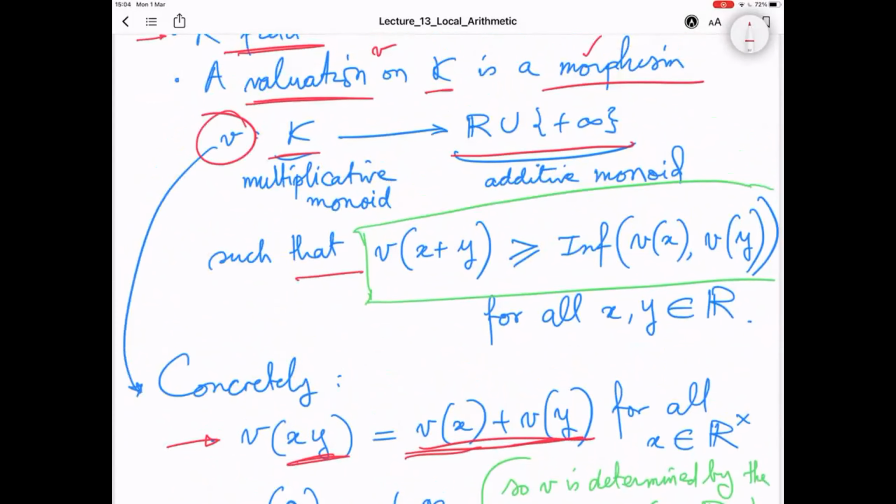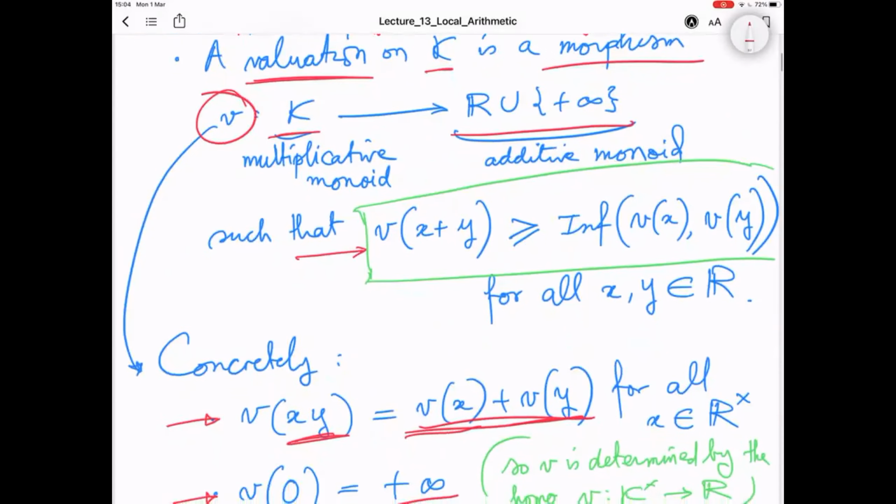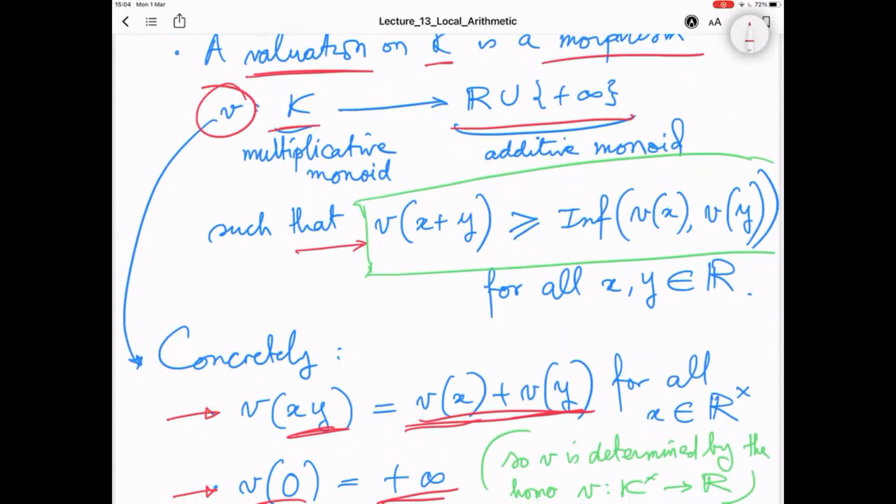The important property is this one: what it does to a sum. The valuation of a sum X plus Y should always be bigger than or equal to the smaller of the two valuations, V of X, V of Y. Now, I cannot overemphasize the importance of this concept. It might look very simple, but it's a very basic concept in all of mathematics, as basic as what a group is.